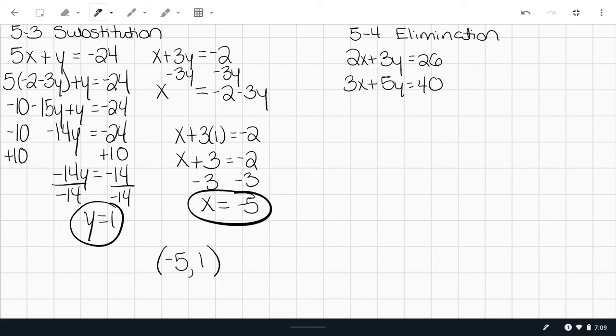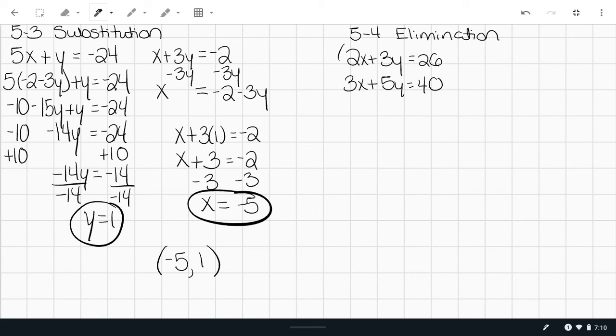So I could look for my least common multiple, 2 and 3. Your least common multiple, 6. So I can multiply to get 6x. I could also look at the y. 3 and 5 have a least common multiple of 15. So I can multiply to get 15y as well. I'm going to go ahead and multiply to get the 6x since the x is out in front.